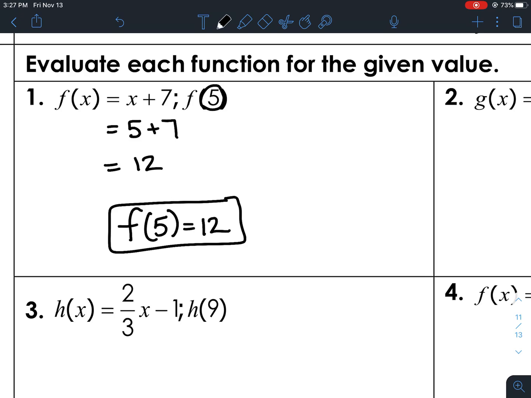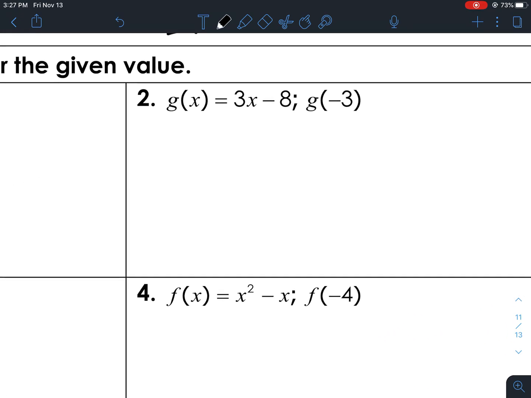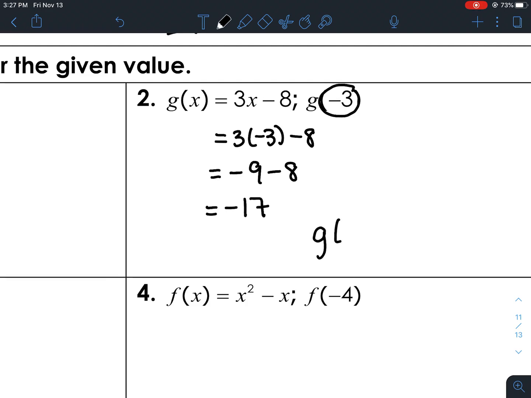All right, let's try another one. So here, again, I'm going to replace my x with -3. So that gives me 3 times -3 minus 8. You want to use your order of operations. 3 times -3 is -9 minus 8, which will give us -17. Once again, g of -3 equals -17.